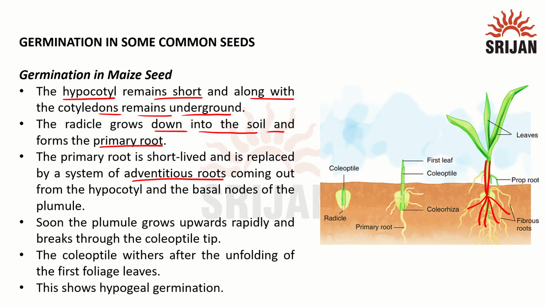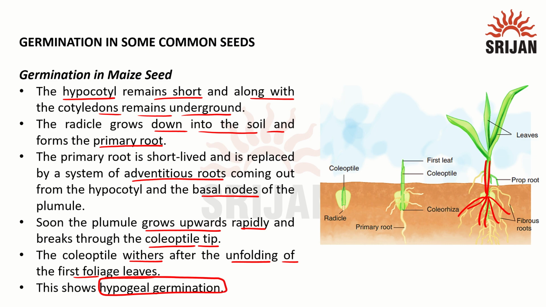So these will persist but the main primary root will disappear. Now they are all attached to the basal nodes of the plumule. Now the plumule grows upwards rapidly and breaks through the coleoptile tip. The coleoptile withers after the unfolding of the first foliage leaves because they are rolled up, and this type of germination is termed as the hypogeal germination.